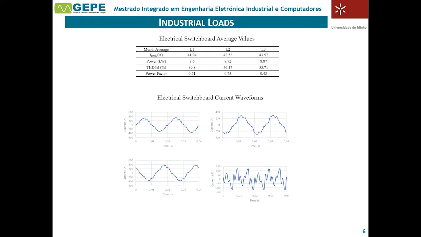The same procedure as explained before for the AVAC system was applied to the electrical switchboards of the production lines. Each of these electrical switchboards supports up to 4 production lines. The table at the top presents the average monthly values for the current, apparent power, current distortion, and power factor. The 4 images presented here are the current waveforms of the electrical switchboards, where the top left image is phase 1 and the bottom right is the neutral current. The images should be read from left to right.